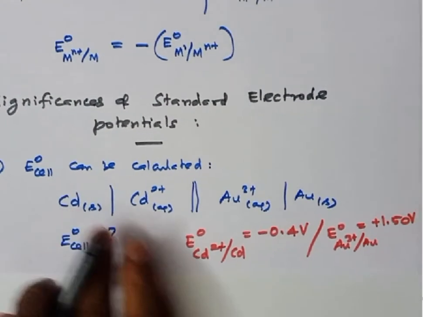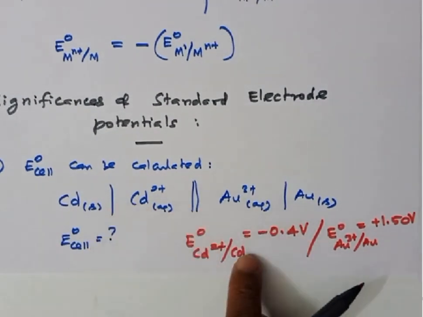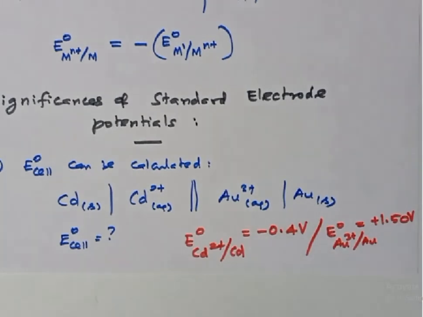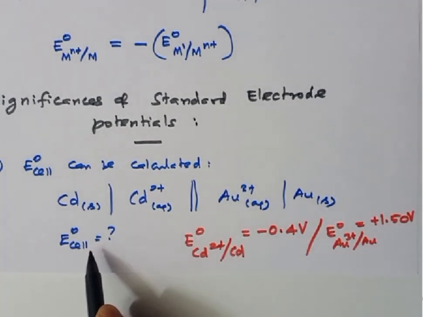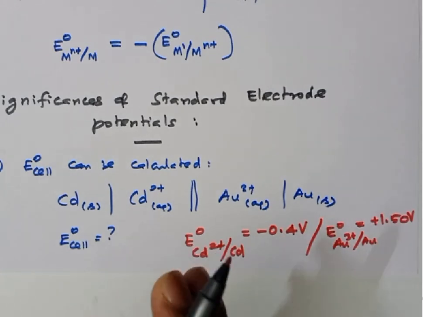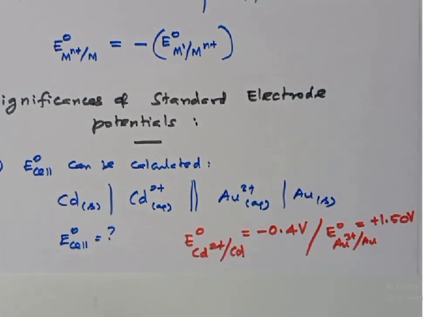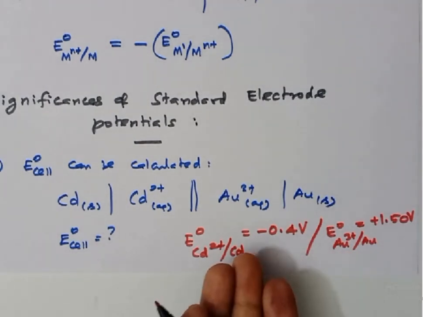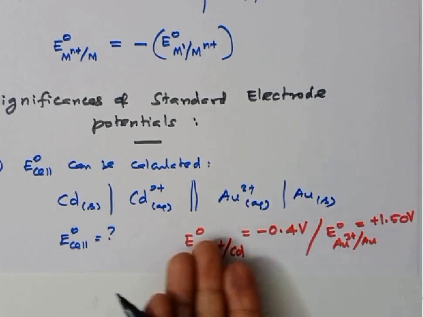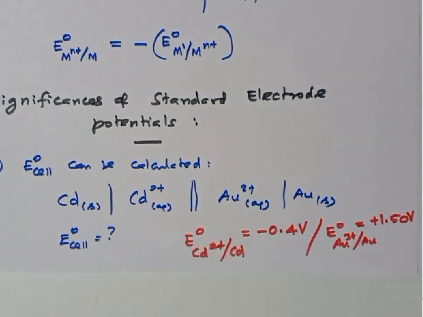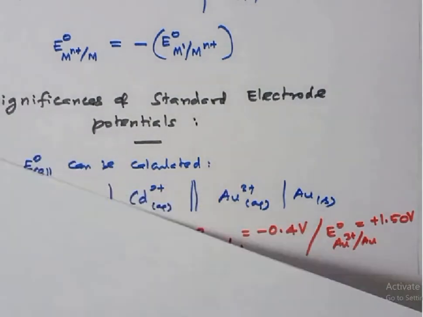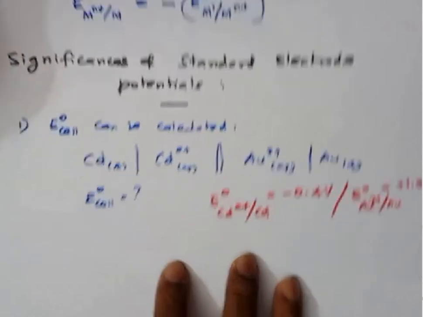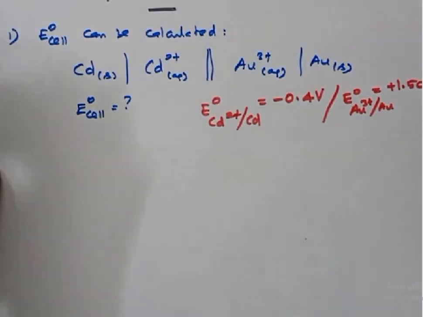So these potentials are available. Students, observe carefully. Standard reduction potentials of the electrodes are available. Using this, you can calculate standard cell potential without doing any experiment. You need not do any experimental work, because these values are available. So if you know standard reduction potentials of the electrodes, you can calculate standard cell potential directly. How? Very simple. You know the formula, right?